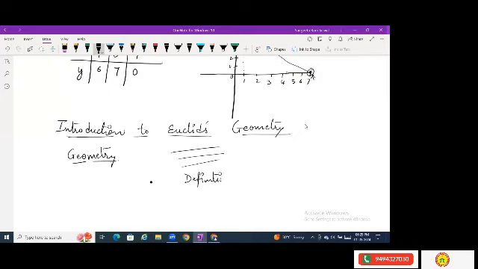Who gave this definition? Euclid. Before that, even Pythagoras came, Thales came. The mathematician Thales also came, but they did not prove anything as such. They didn't define anything. They just worked on the geometry part, but not by defining.